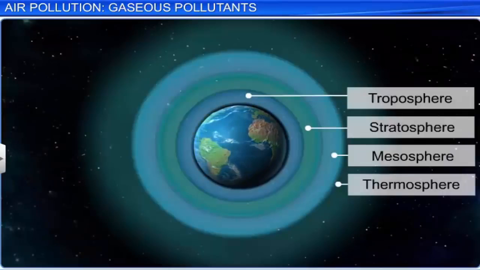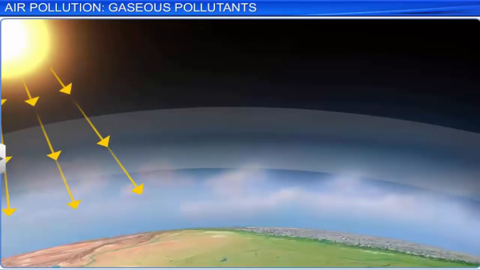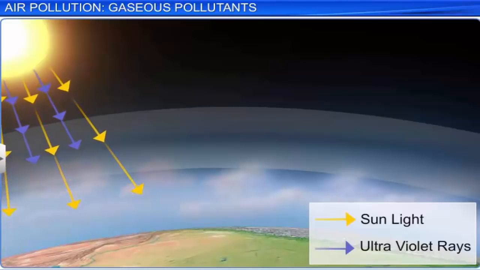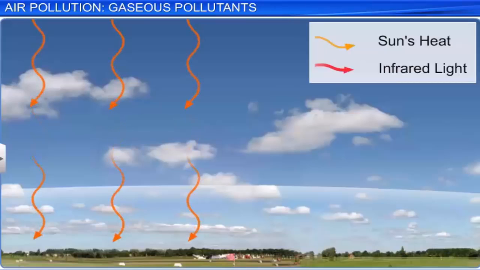Our Earth is covered with a multi-layered ball of air called the atmosphere. When the sun's rays come towards the Earth, one layer absorbs the harmful rays like ultraviolet rays and lets the rest pass to reach the Earth's surface. Near the Earth's surface, another layer traps the sun's heat so that the Earth is perfect for life.